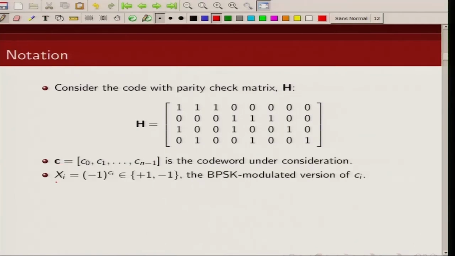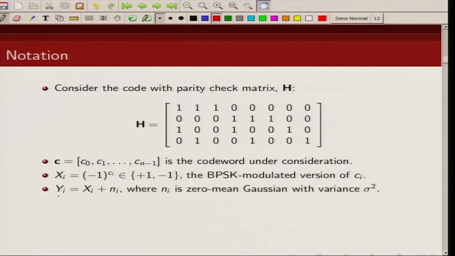Now this code word is modulated using BPSK modulation. So we are mapping 0 to 1, and 1 to -1. So that is your BPSK modulated version of the code bits, denoted by x of i. y of i is your received modulated code word. So we are considering an additive white Gaussian noise channel with noise variance given by sigma square, and it is a zero mean Gaussian noise.